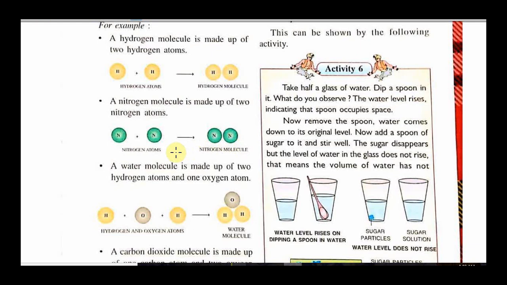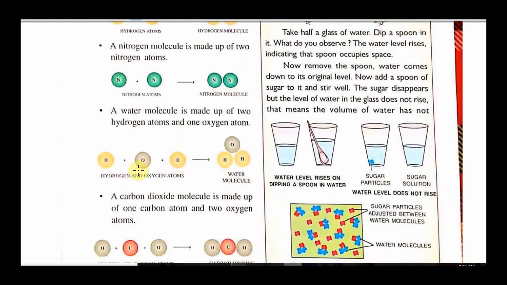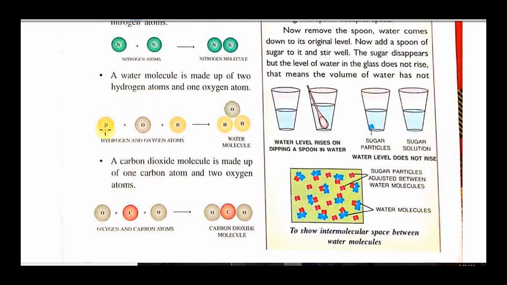Now take another example. This is an example of a water molecule. Children, please see. This is one hydrogen atom, this is another hydrogen atom, this is an oxygen atom. Two hydrogen atoms combine with one oxygen atom to form a water molecule. The formula of water molecule will be H2O. Now take another example. This is an oxygen atom, this is another oxygen atom, two oxygen atoms, this is one carbon atom. They form a carbon dioxide molecule. You can see one carbon and two oxygen. It means the formula will be CO2.